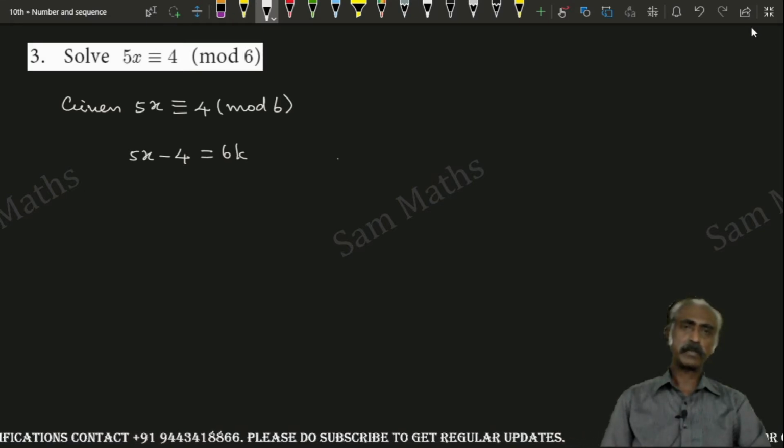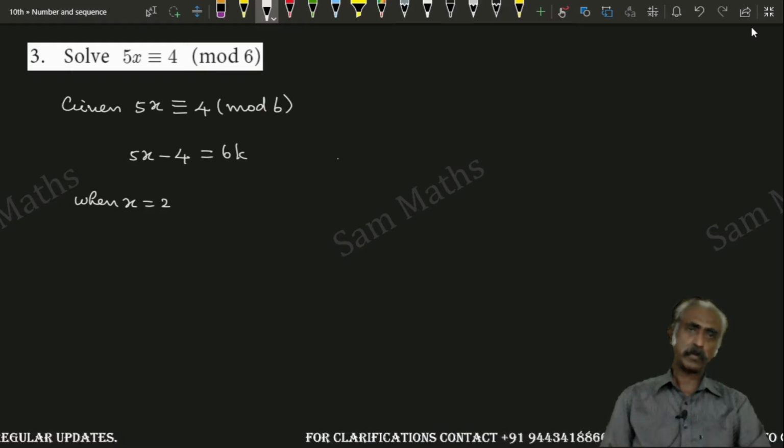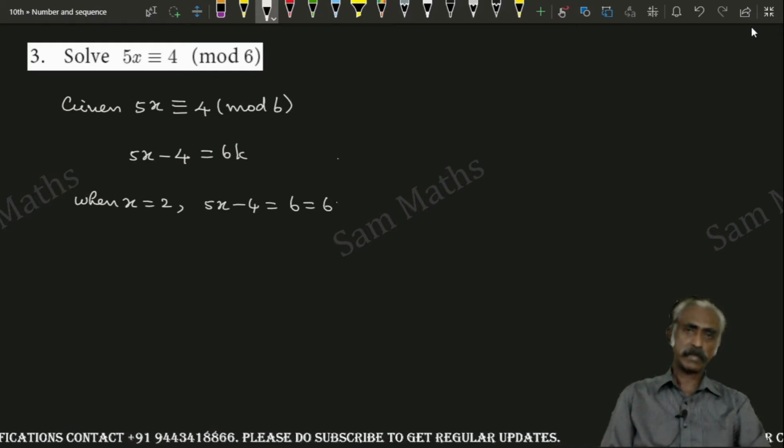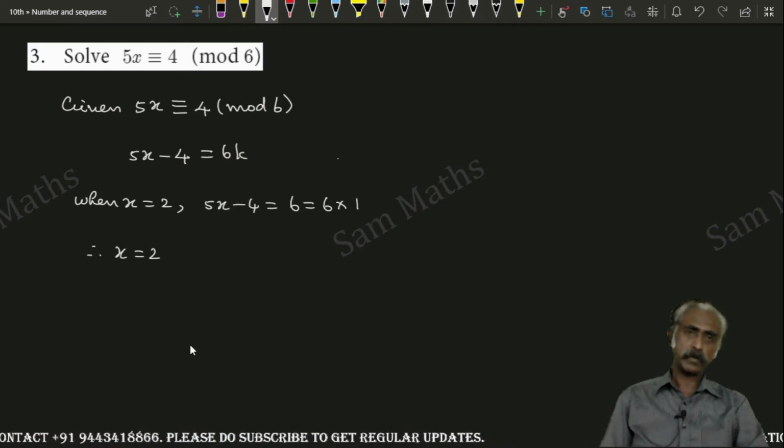1 you substitute, you are getting 5 minus 4 is 1. You substitute 2, we are getting 10 minus 4 is 6. So 6 is a multiple of 6. So when x equal to 2, we are getting 5x minus 4 equal to, you substitute 2, 10 minus 4, 6. That we can write as 6 into 1. Therefore, x equal to 2 is one of the solutions.